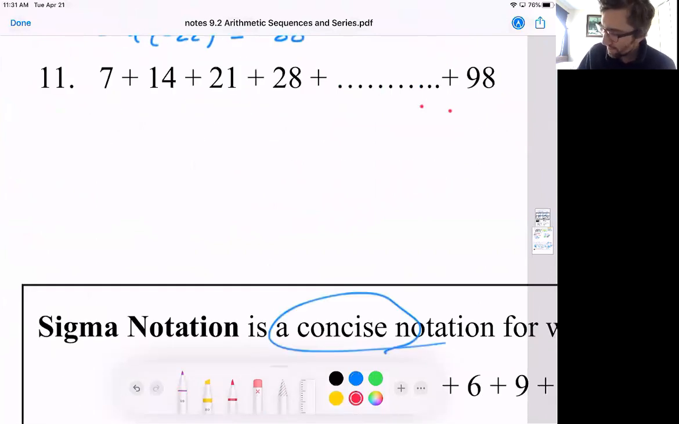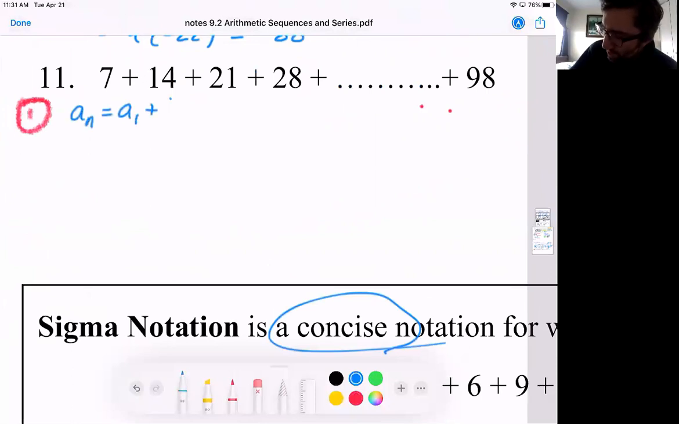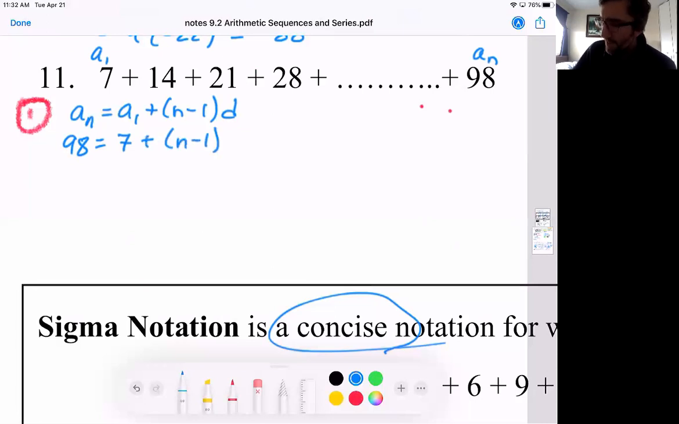So first step, number 1, we'll do the last term. Oh, let me write the general formula first, so you know what formula I'm using. I'm going to write the last term, that's a sub n, is 98. The first term is 7. The number of terms is what I'm looking for. And then the common difference is how much are these numbers changing and increasing? Well, they're adding 7 each time. So the common difference is 7.